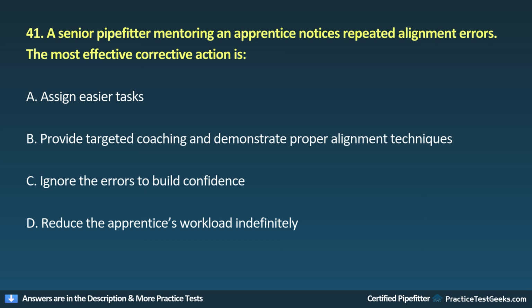41. A senior pipe fitter mentoring an apprentice notices repeated alignment errors. The most effective corrective action is: A. Assign easier tasks. B. Provide targeted coaching and demonstrate proper alignment techniques. C. Ignore the errors to build confidence. D. Reduce the apprentice's workload indefinitely.